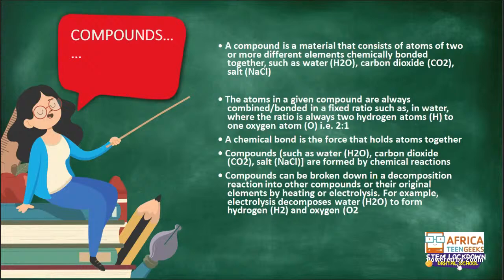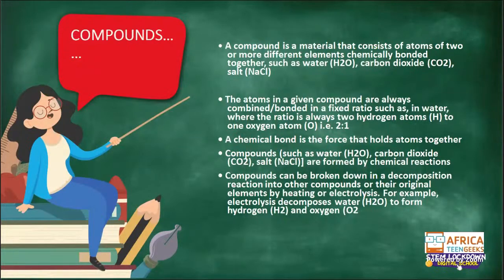Compounds can be broken down in a decomposition reaction into other compounds or their original elements by heating or electrolysis. For example, electrolysis decomposes water, H2O, to form hydrogen and oxygen. All right.